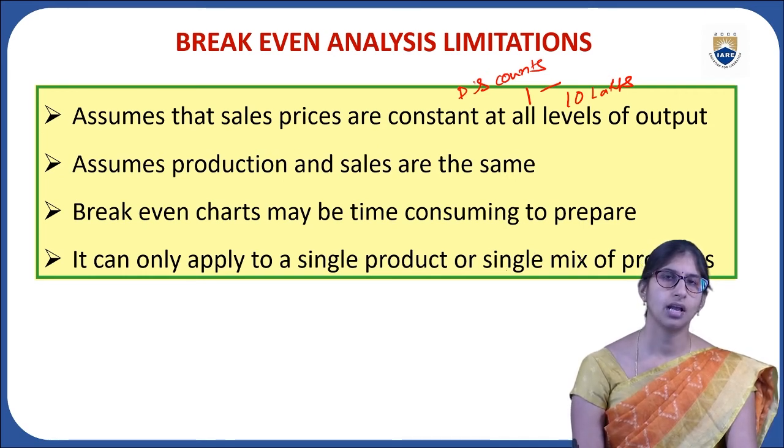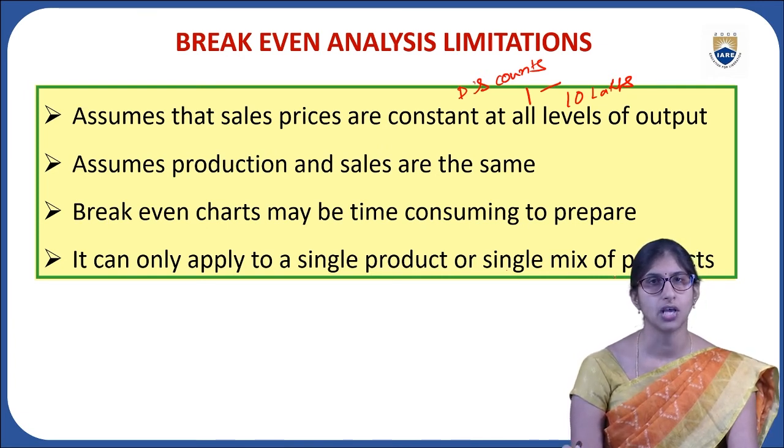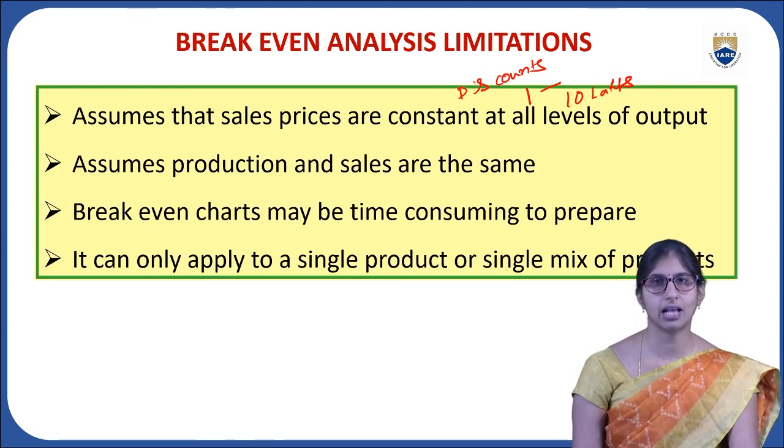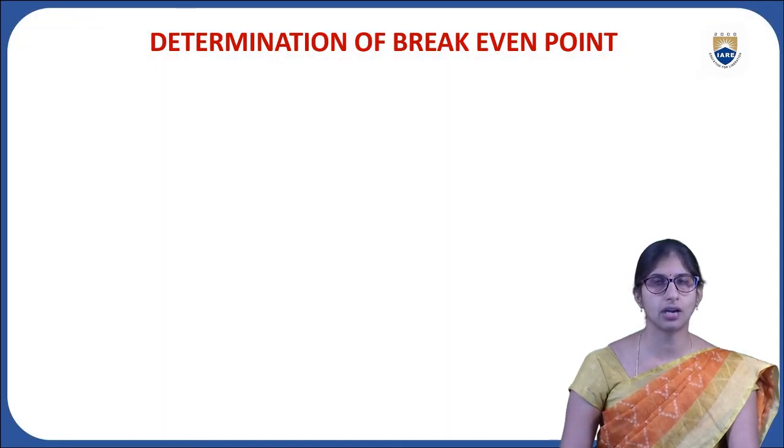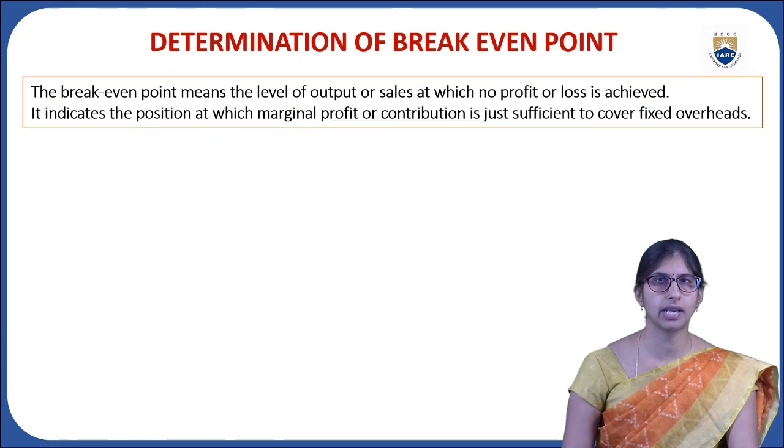For example, Hindustan Unilever Limited has a different number of products which it is producing. For such kinds of products, this break-even analysis cannot be applied. So these are the limitations. Now let's understand how we are going to determine the break-even point.